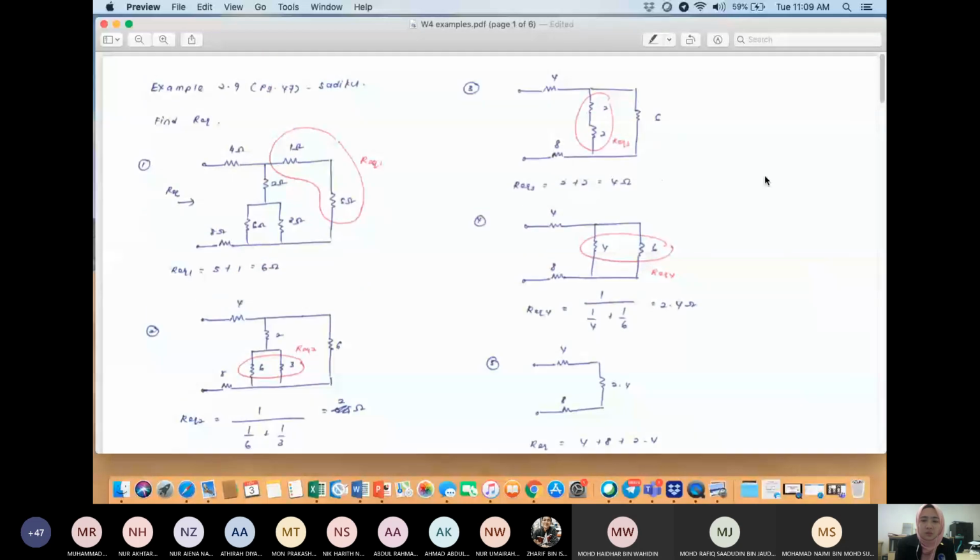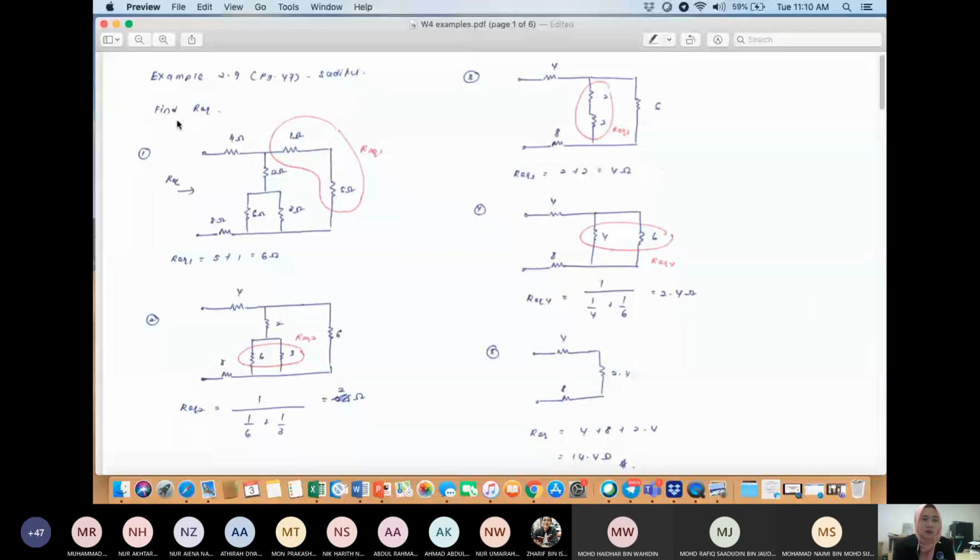This is the calculation for example 2.9. I hope that you can jot this down because it is not in your slide. The question here, you have this circuit, and it asks you to find the R equivalent. The first step is you must differentiate which one is series and which one is connected in parallel. From this circuit, you can see that this 5 ohm and 1 ohm are in series. Then you can simplify this, and I name this R equivalent 1.